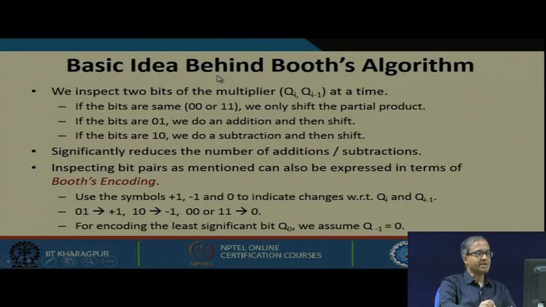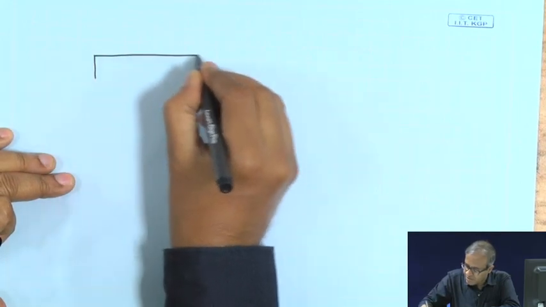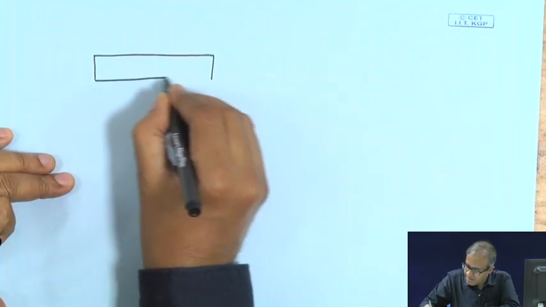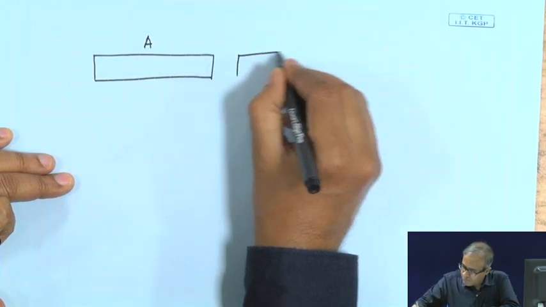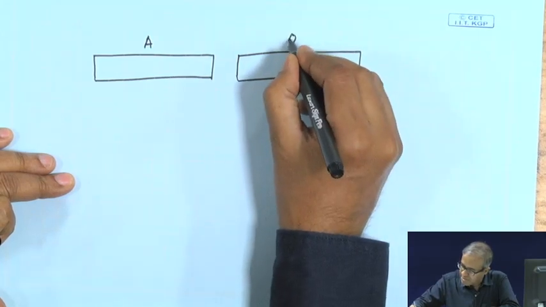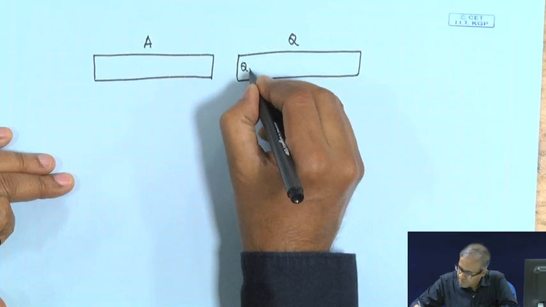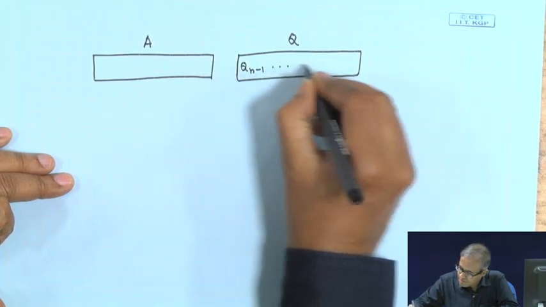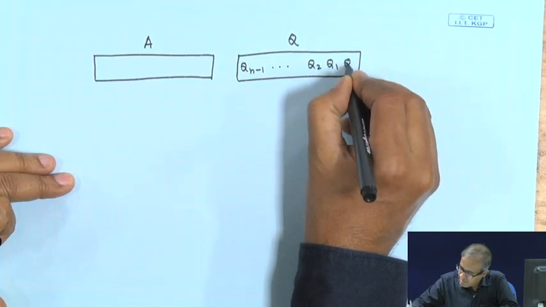Let us look at the basic idea. Here again, we look at the numbers in the same way. We assume that we have a temporary register called A. We have a quotient register Q. Initially the quotient register is loaded with the multiplier, so it will be Q n minus 1 dot dot dot Q 2, Q 1 and Q 0.